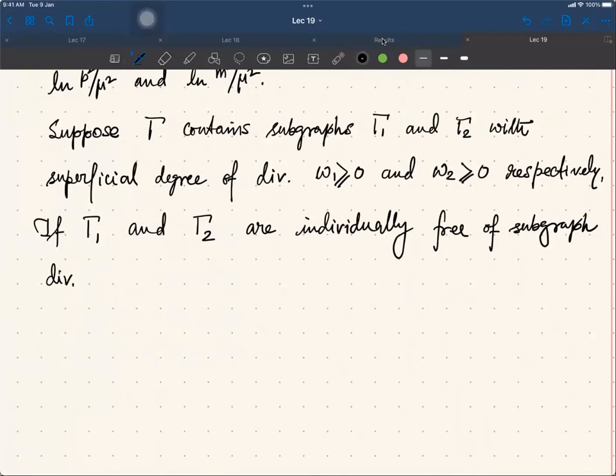So we have a graph gamma which has subgraphs gamma 1 and gamma 2, and gamma 1 and gamma 2 have superficial degree of divergences positive or 0, so they are divergent. But these subgraphs do not have any subgraph divergences. So then we can apply the same result for gamma 1 and gamma 2 individually. Then gamma will have this structure.